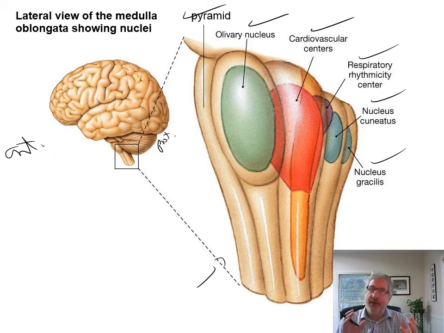I just want to give you an idea of what kind of things to think of when you're thinking about brain injuries, just to give you an idea of where things are in the body. But you don't have to know olivary nucleus, cardiovascular centers, respiratory centers for the test. I just want you to know that they are there, okay? And that the medulla is taking care of all of these autonomic functions for you, and you don't have to think about these things.